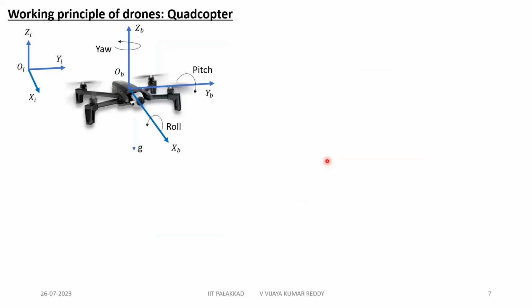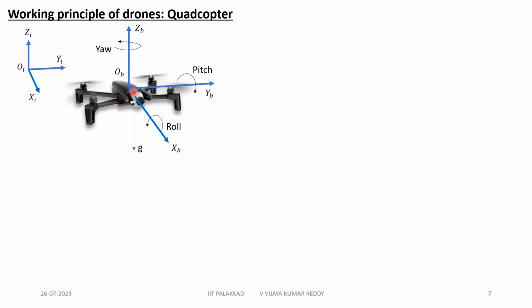Now we come to the main principle of drones, how a quadcopter works. I have taken a quadcopter as the example of a drone because it is very simple to explain and easy to understand. Let's say I have my inertial frame fixed somewhere in space, and I have my drone along with a drone frame, a body frame. Okay, so my drone is able to move in six different directions in total.